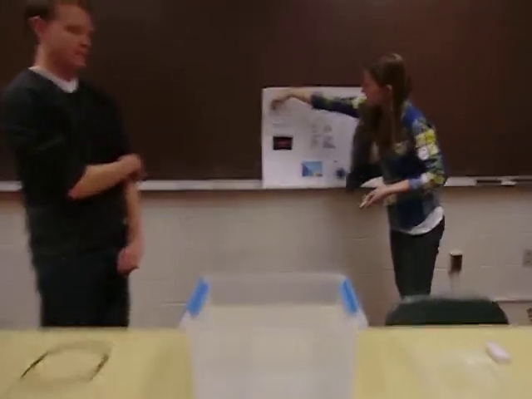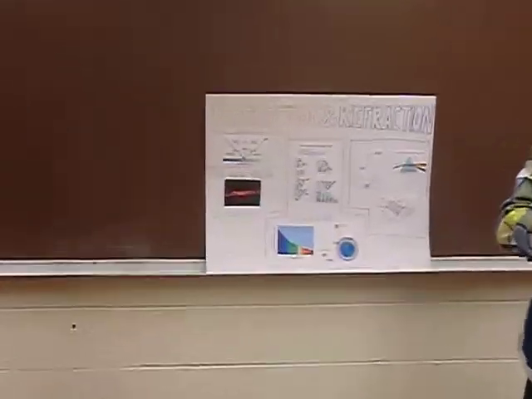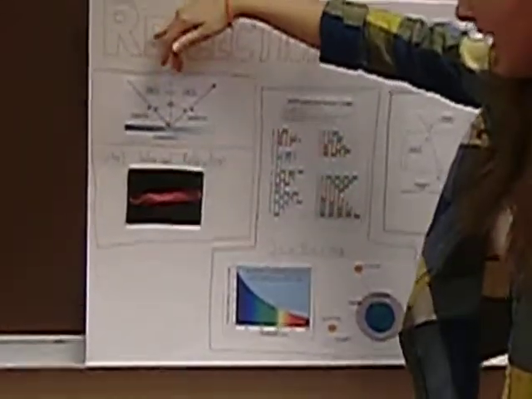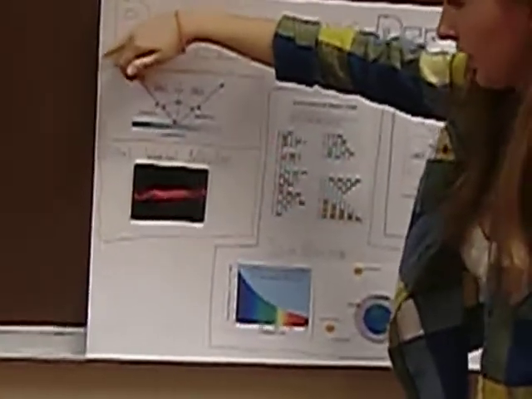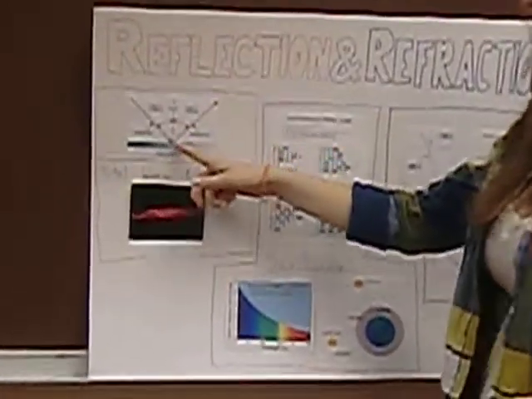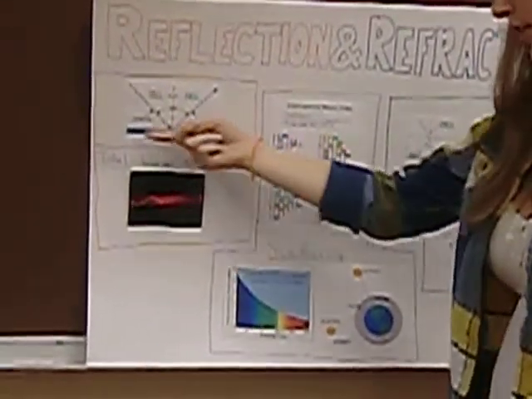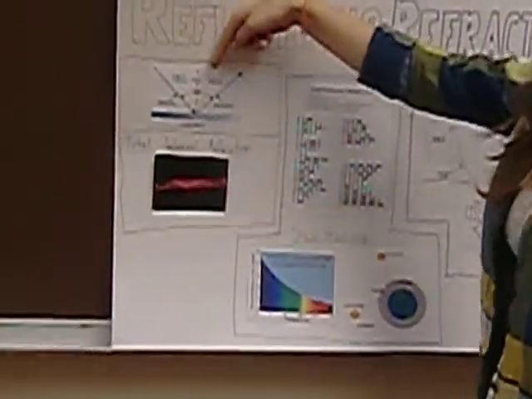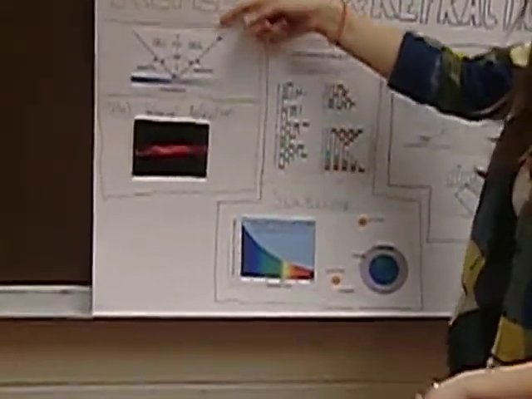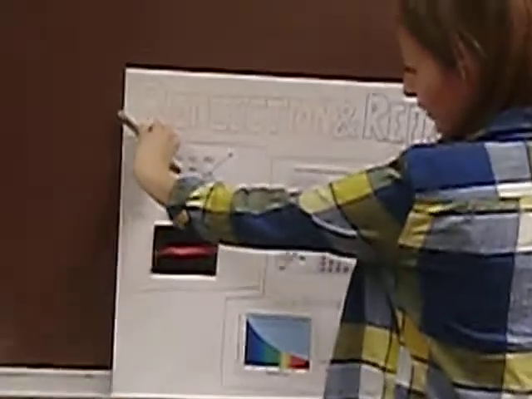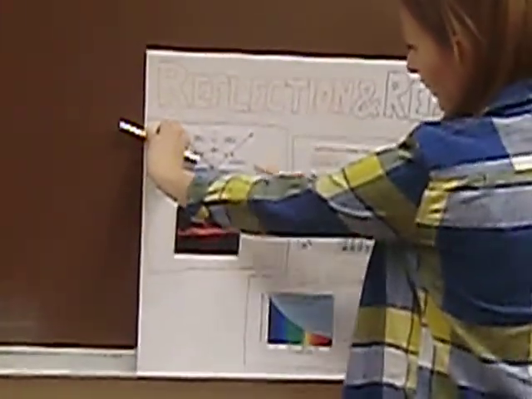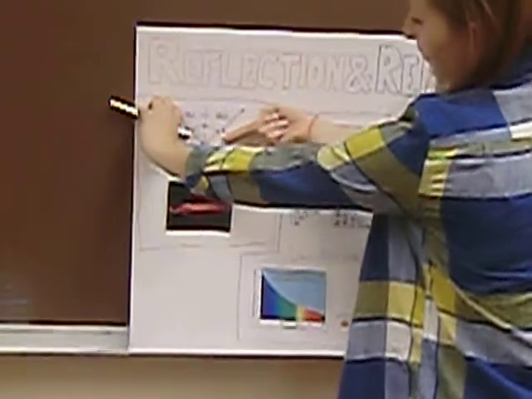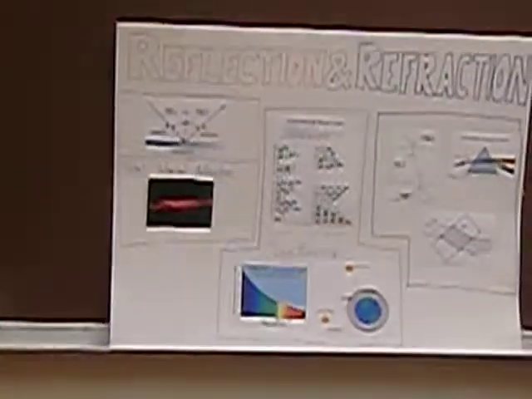So the incident ray is the ray that I shined on the mirror. The angle of incidence is the angle between the incident ray and the line that's perpendicular to the boundary, which is our mirror. The angle of incidence is the same as the angle of reflection, or the angle between the reflected ray and the normal. And so, as we made that angle bigger, the reflected ray also got bigger and bigger. And so that's reflection.